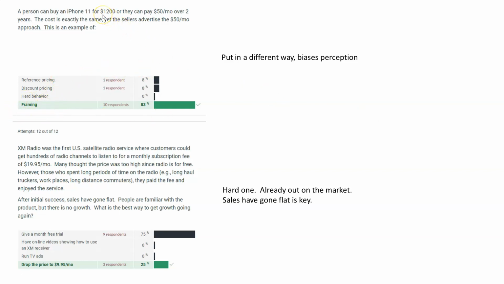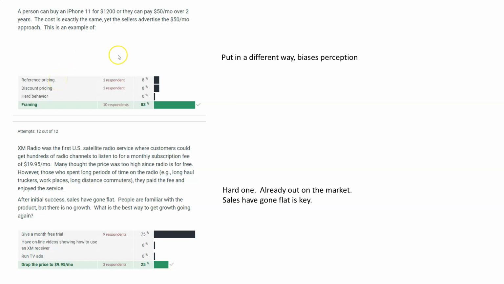If I want to sell it to you for $1,200, you're like, wow, that's a lot of money. I can get a computer with that kind of money. But if they tell you $50 a month over 2 years, all of a sudden, well, that's affordable. Let's face it, if they didn't use this approach, how many of you would still be owning iPhones? Now, it's not discount pricing because the amount is the same. It's not herd behavior. Nobody got that. And it's not reference pricing either.